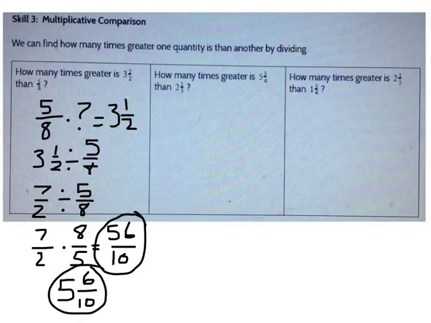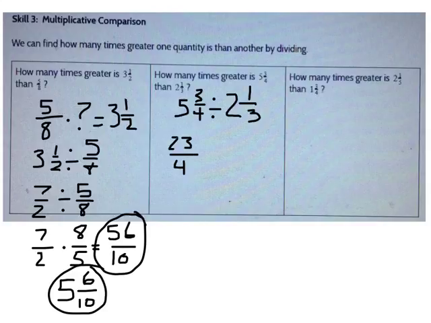How many times greater is 5 3/4 than 2 1/3? I can solve that by dividing 5 3/4 divided by 2 1/3. What is 5 3/4 written as an improper fraction? It's 23/4. 5 times 4 is 20, plus 3 more is 23. What's 2 1/3 written as an improper fraction? It's 7/3. Now, I can divide.